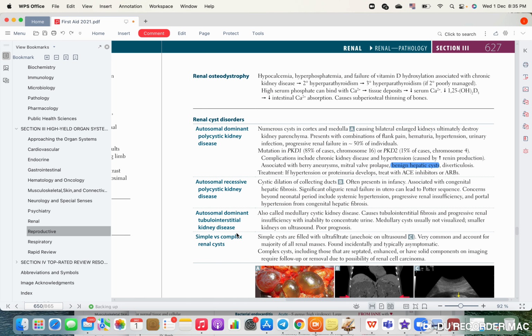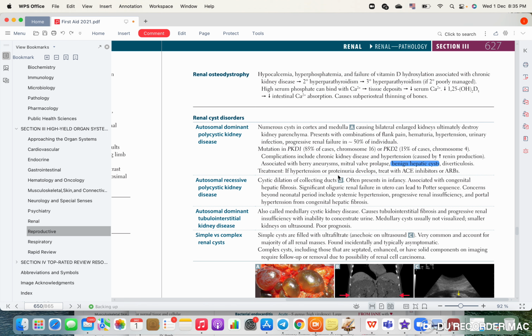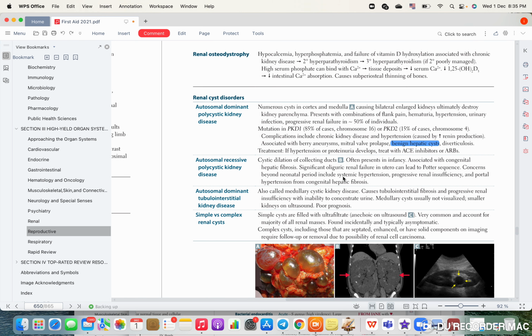presentation? Which one has association with berry aneurysm and diverticulosis? Dominant, yeah. If someone has a berry aneurysm, which form of brain bleeding will they develop? Subarachnoid. This is correct. Okay, good.